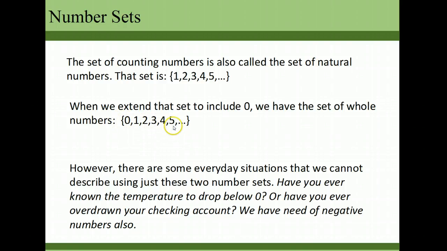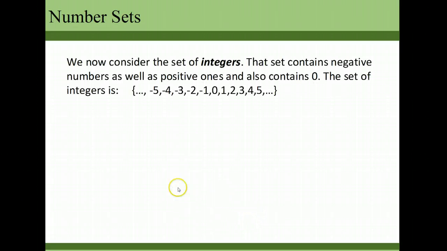But there are lots of situations where just considering this number set is not good enough. For example, a temperature below 0, right? We've heard about negative temperatures, or if you've overdrawn your checking account. So what we need is to have numbers that denote owing something or being on the other side of 0, technically. That number set is considered the integers.